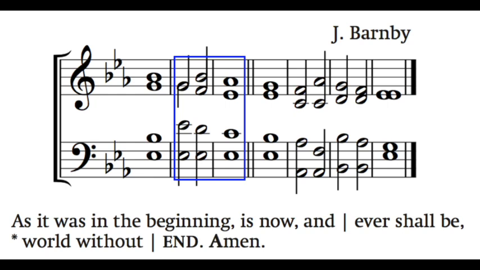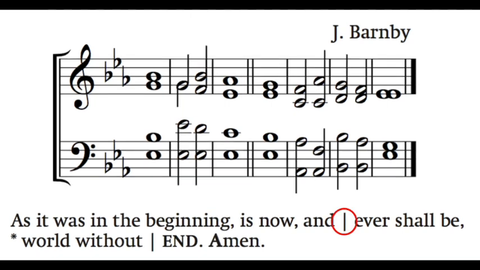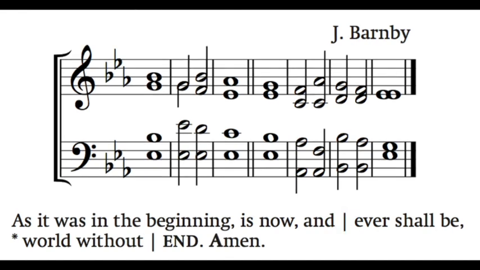However, as you can see, there are 4 syllables after the vertical bar line. Ever, shall, be. What does one do with the extra syllable? Well, the singer still sings one note per syllable, but whenever the singer reaches the final note of the cadence, he remains on that note for all the rest of the syllables. So in this case, he sings one note per syllable.